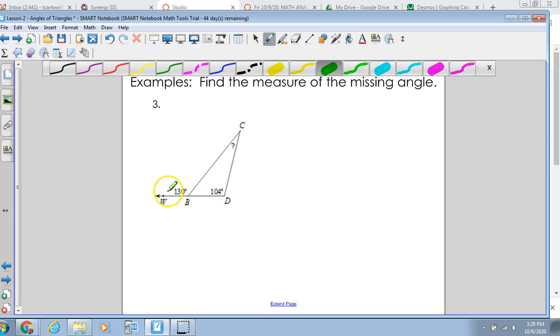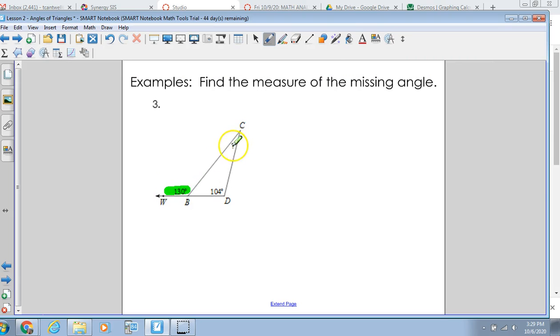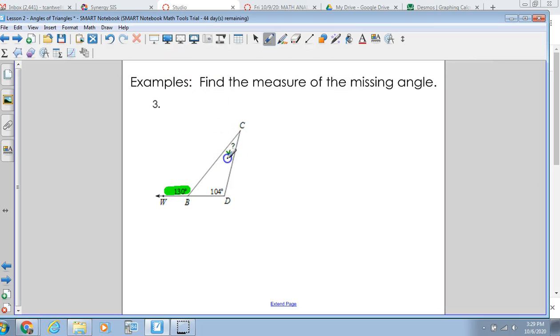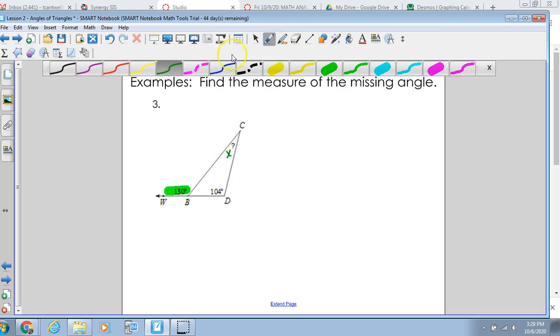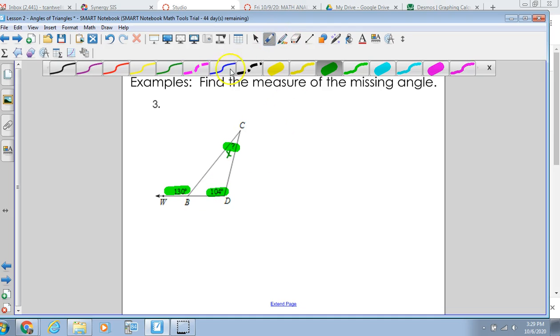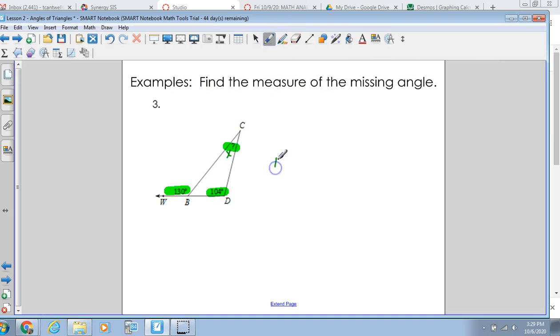Example 3. Now, a different setup here. We've got our exterior angle is equal to the sum of the two remote interior angles. This time, our x is an interior angle. So our setup would be, and let's make sure to note here that these are the two remote interior angles. So our setup is that the exterior angle is equal to the sum of the two remote interior angles, x plus 104. And when we solve that, we get that x equals 26 degrees.